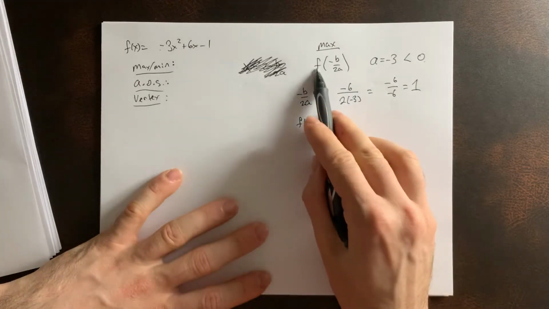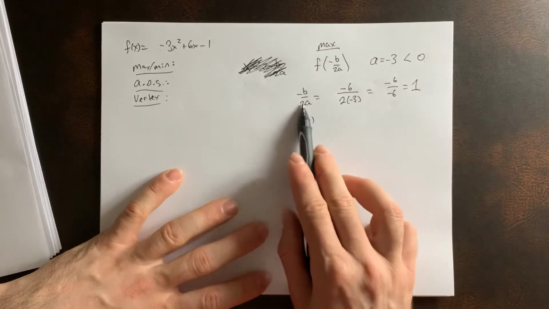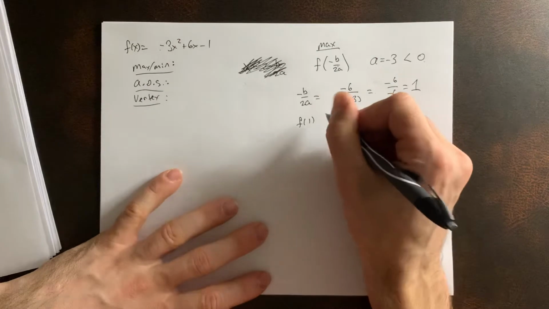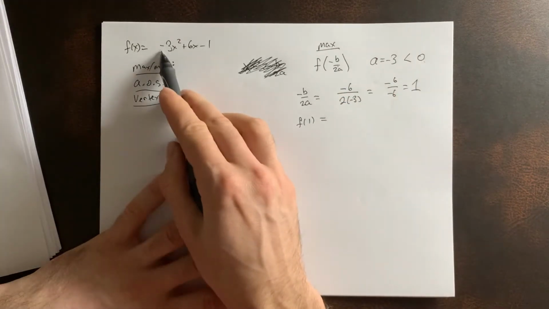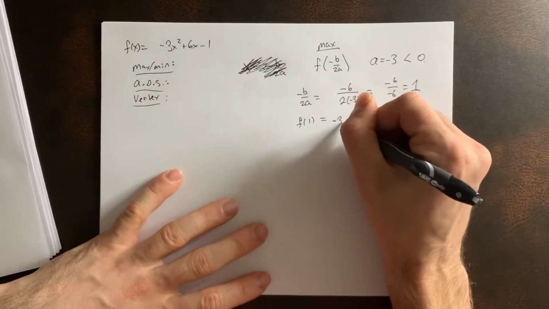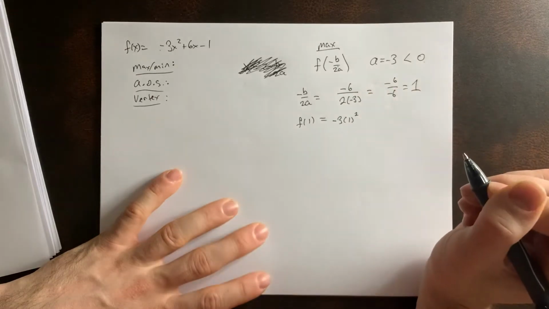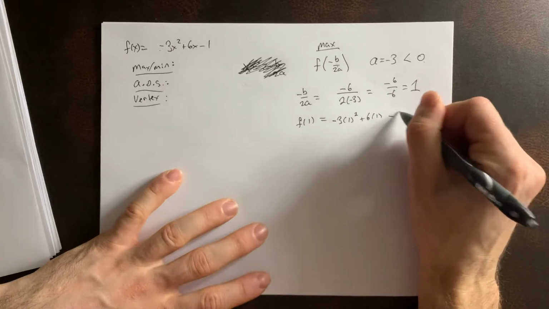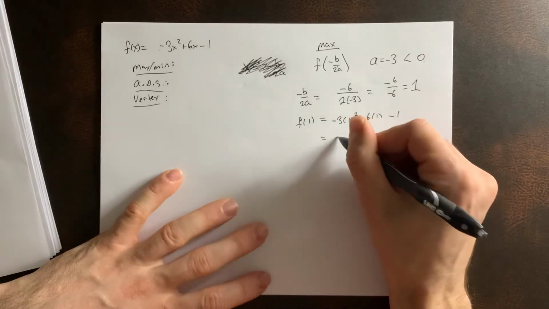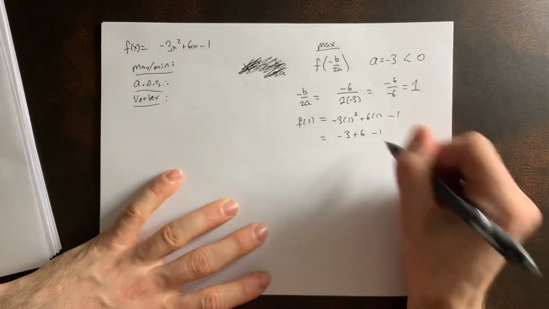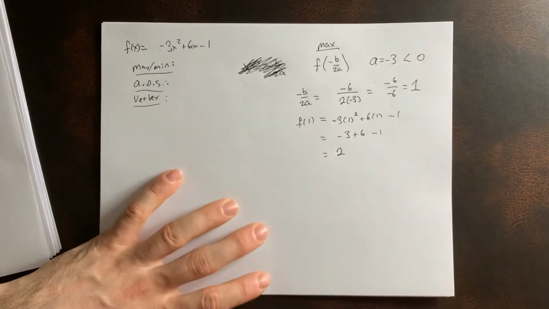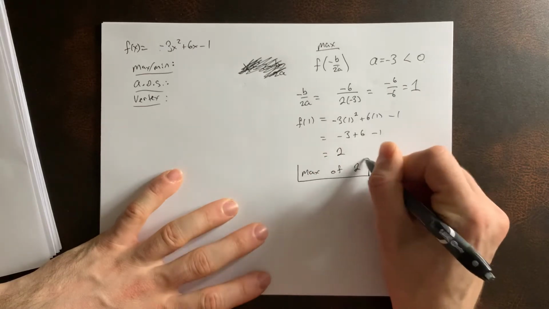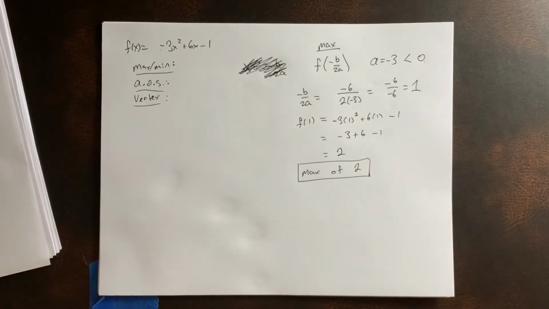We're trying to find f of negative b over 2a. Negative b over 2a is equal to 1, so we find f of 1, and that gives us our maximum value. f of 1 is minus 3 times 1 squared, plus 6 times 1, minus 1. That's minus 3 plus 6 minus 1, which equals 2. So we have a maximum of 2. All right, that's the first part of this question.